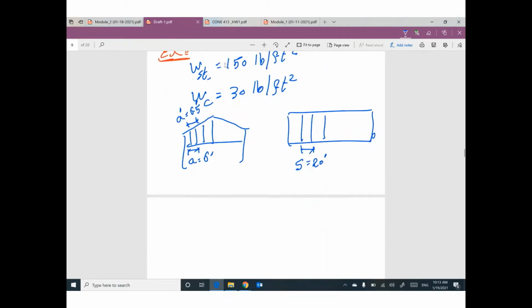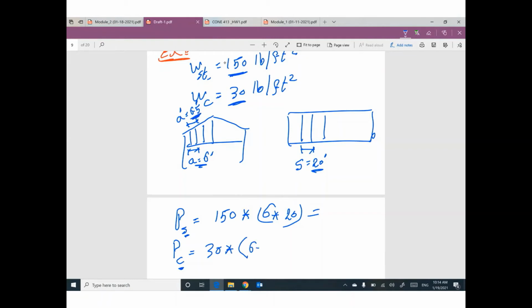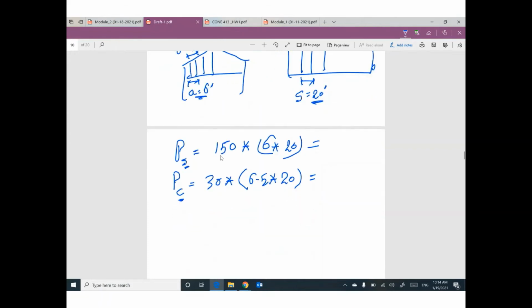That's fine. So we have PS, the structure load, and PC, the covering load. PS will be 150 times horizontal area, which is 6 feet times spacing 20. And your covering load will be 30 times inclined area, so I'm going to use A prime 6.5 times spacing 20. And then the final dead load will be PS plus PC. Just a moment, I will get my calculator.